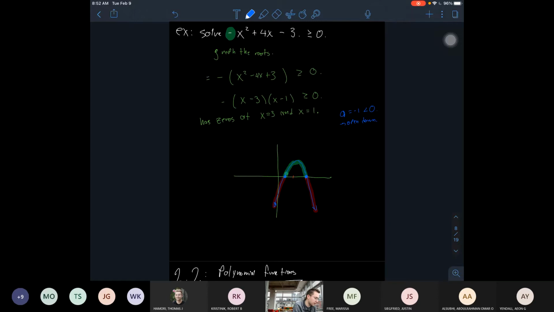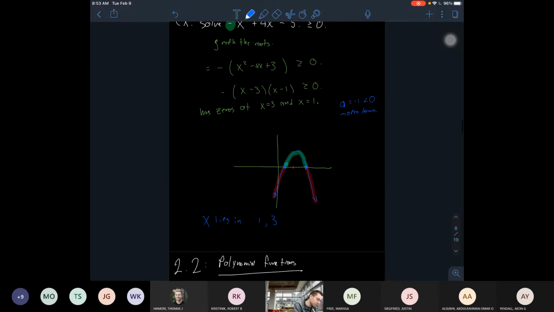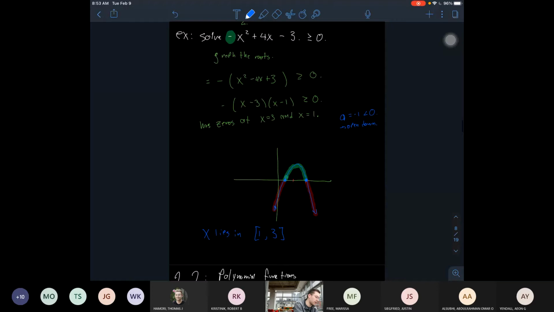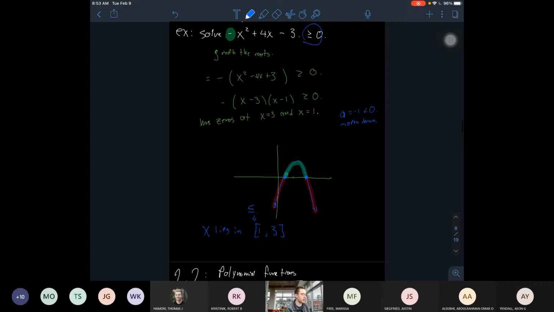And if we want to fully complete this answer, we should say that x lies in the interval [1, 3]. And I'm going to use brackets because, again, I have a less than or equal to sign up here. So that's why I use the bracket. Okay, so that's how we would solve that quadratic inequality.